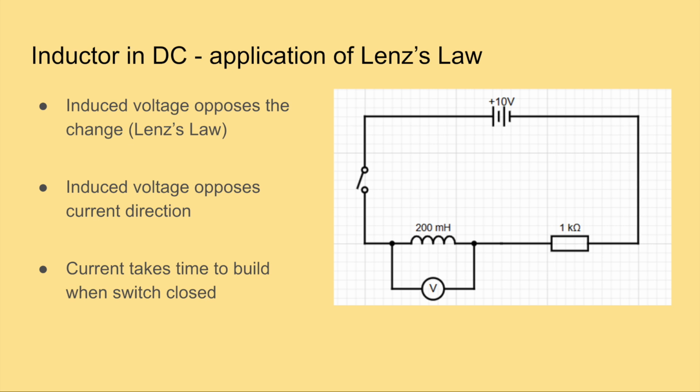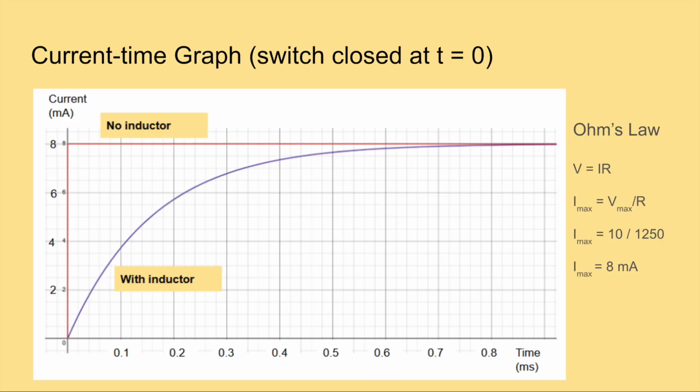This means the current will take time to build up instead of instantly going to its maximum point. We can see here on our current time graph, the red line, which goes straight up the vertical axis and then straight across at 8 milliamps, is what would happen if there was no inductor in the circuit and that switch was closed at time equals 0. The curved line, which I think is purple, is showing what actually happens to current when there is an inductor in the circuit. That current builds up more slowly, but eventually gets to its maximum. And once it's at its maximum, that inductor isn't affecting the circuit apart from its resistance.